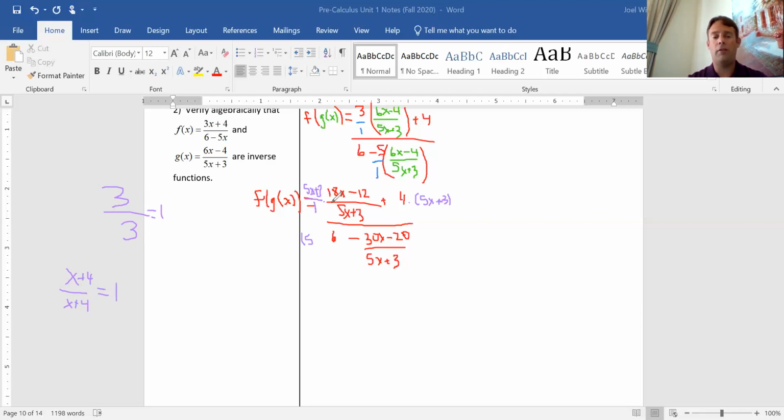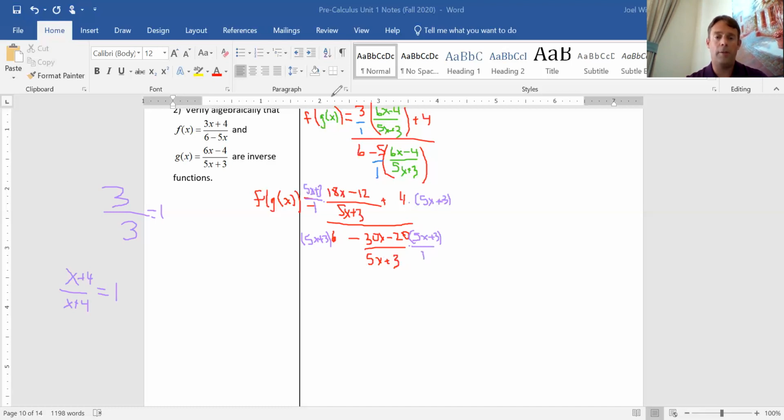So when I multiply in every term on top and bottom by 5x plus 3, that's really the same thing as multiplying by 1. So I'm not changing the value of the fraction by doing it. What I'm doing here is making it a little easier on myself, because I don't want to play with fractions anymore. I'd like to get rid of them as quickly as humanly possible.